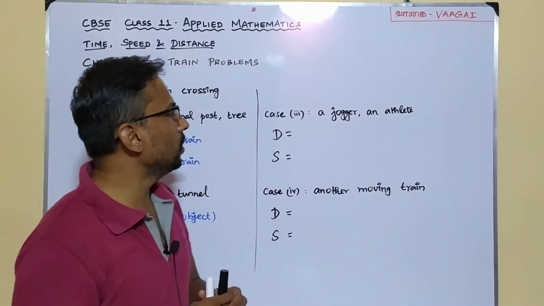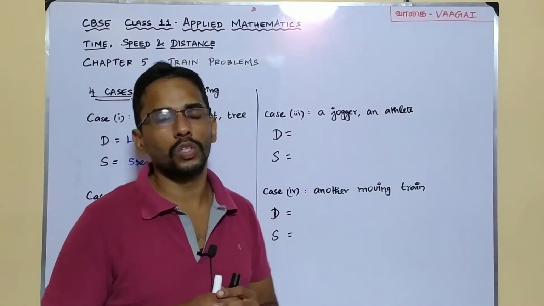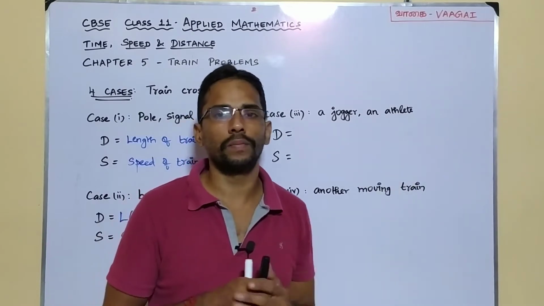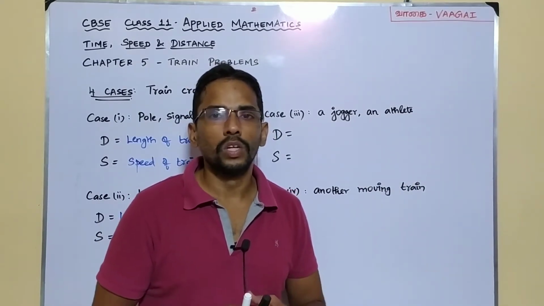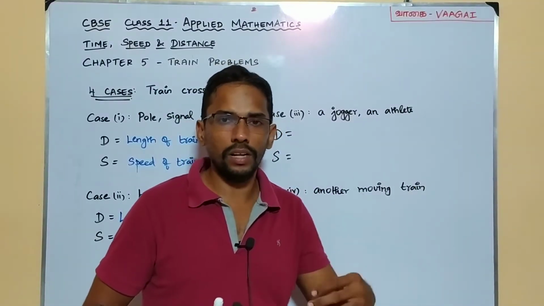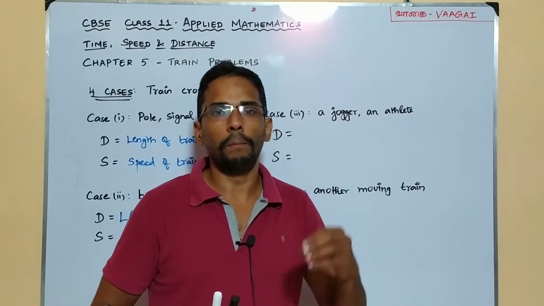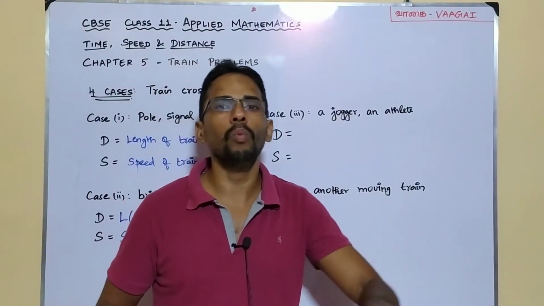So case 3, coming here, train crossing a jogger, an athlete. So train is going to cross objects like this. So what do you mean by a jogger? Who is a jogger? Who is an athlete? So they are going to be moving objects. They are still single point objects, but of course they are not stationary. This time they are going to move.